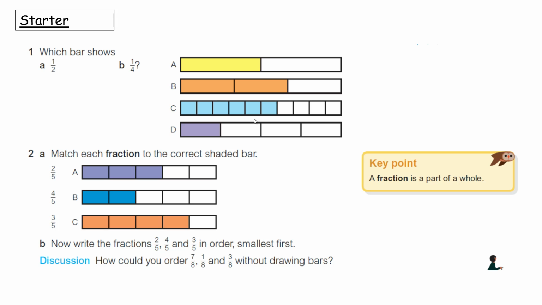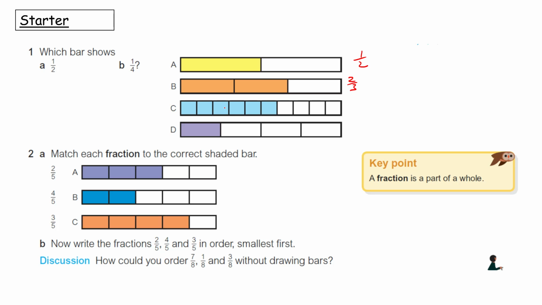Okay, so on the first question, 1A, which bar shows a half, or 1 out of 2? So that's what that means, 1 in 2. A is divided into 2 bits, and 1 out of the 2 is shaded, so that's going to be a half there. B is divided into 1, 2, 3 parts, and 2 out of the 3 of them are shaded, so that's going to be 2/3.